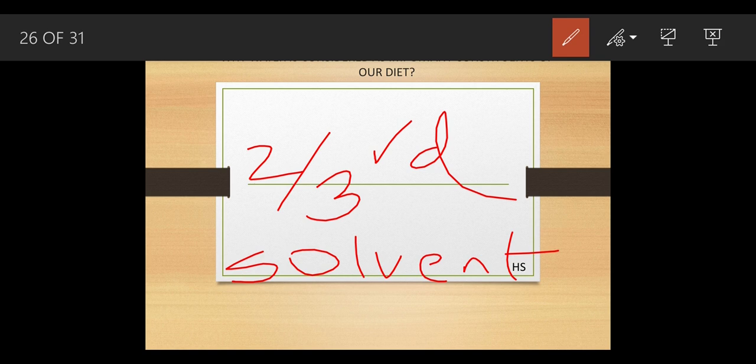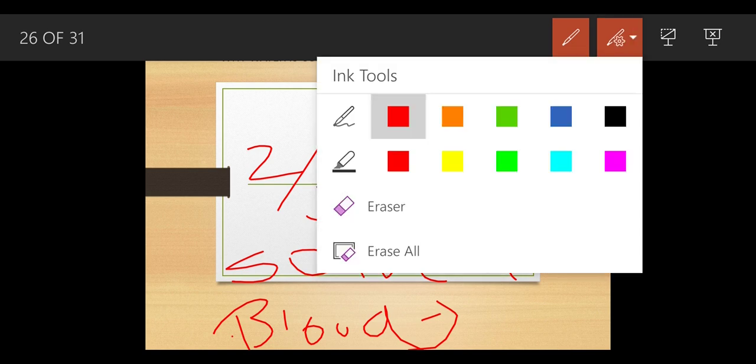It helps in the transportation of digested foods. Even our blood has a liquid part. Again, it helps in the transportation of digested food and oxygen throughout the body.